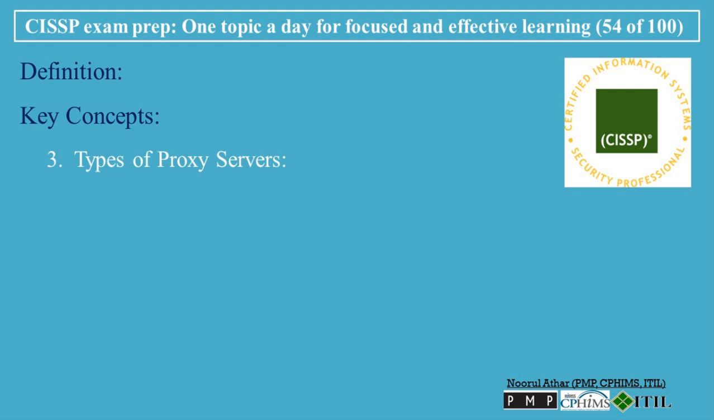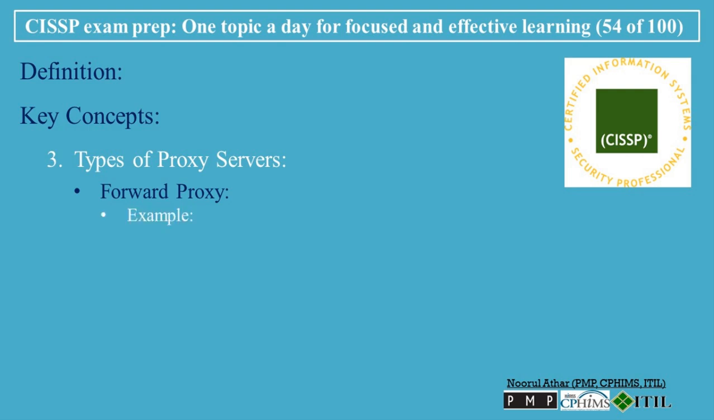3. Types of proxy servers. There are several types of proxy servers, each serving different purposes based on how and where they are deployed. Forward proxy. A forward proxy sits between internal clients, e.g., users in a corporate network, and external servers, e.g., websites. It forwards client requests to external servers, masking the client's IP address. Forward proxies are often used for security, content filtering, and caching.